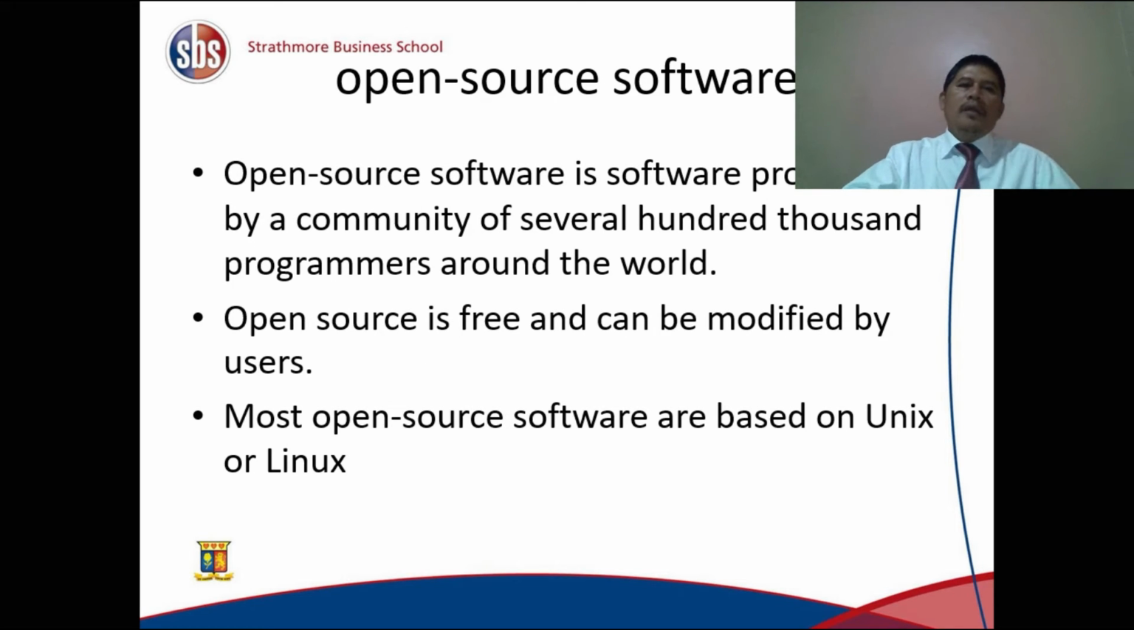Another trend is open source software. Open source software is software produced by a community of several hundred thousand programmers around the world. Open source is free and can be modified by users. Most often, open source software is based on Unix or Linux. Strathmore University, for example, is an open source advocate and avid fan. In fact, many of the applications being used at Strathmore are open source. Our academic management system is open source, our library system is open source, our e-learning is open source, our finance system is open source, and even our customer relationship management system is open source.